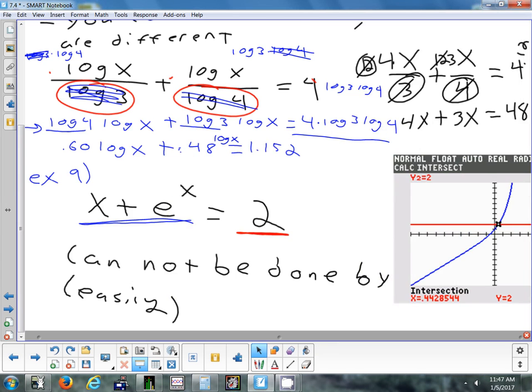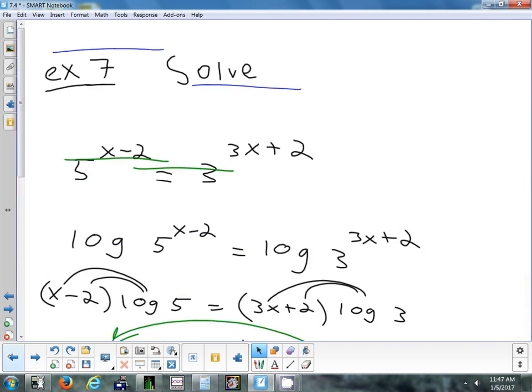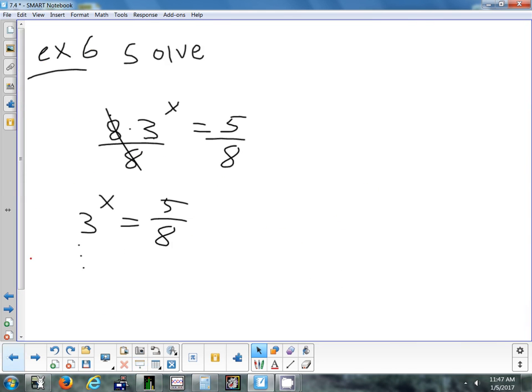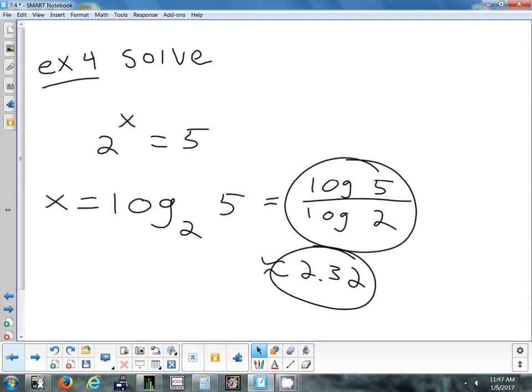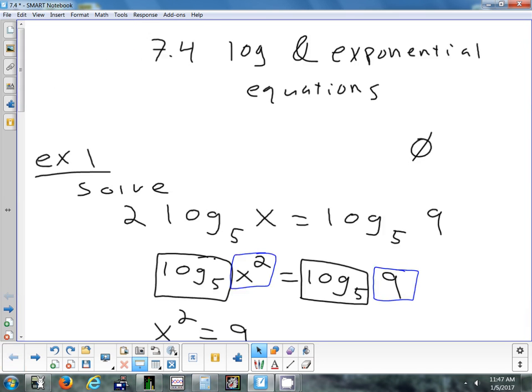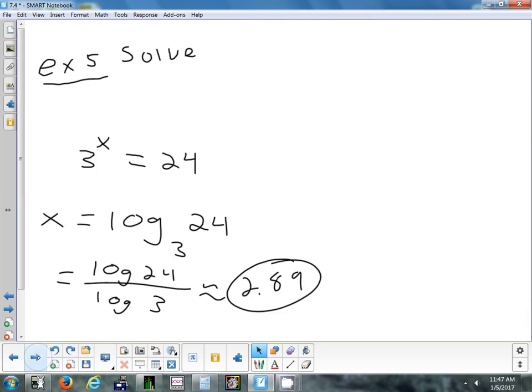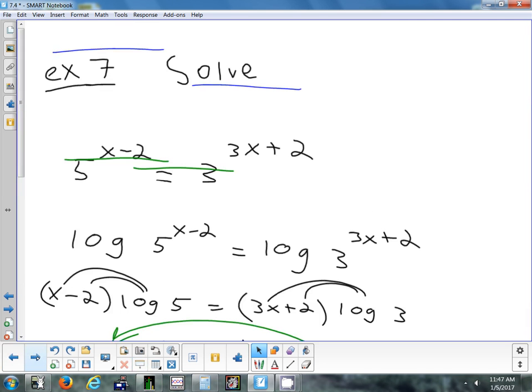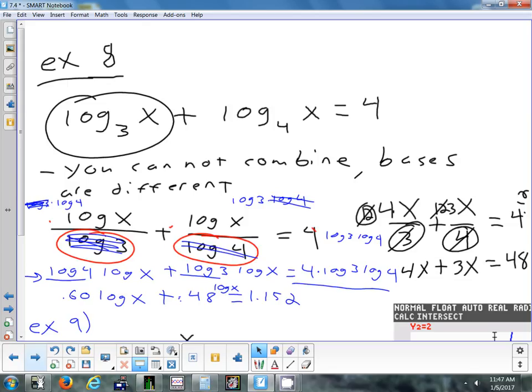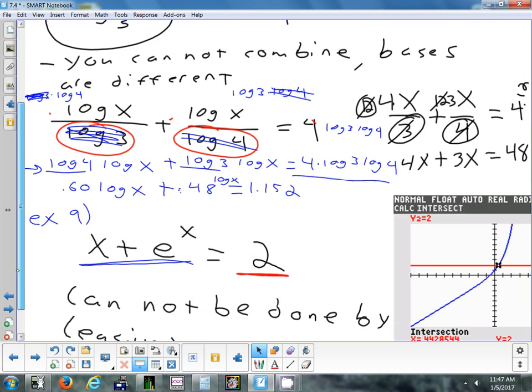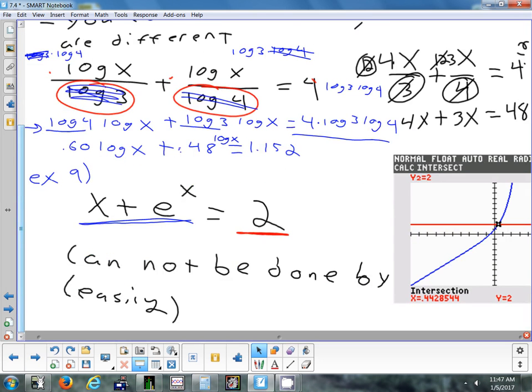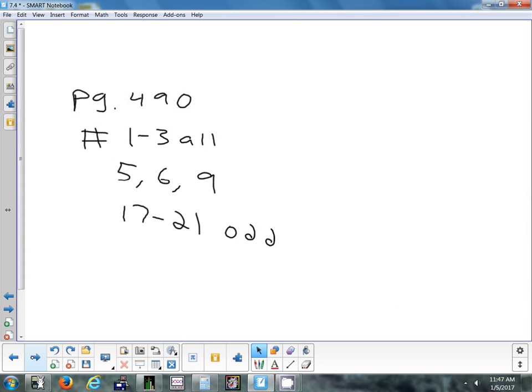Okay, so as far as examples I would really pay attention to for the test tomorrow, examples 1 through 6 are really, really important ones. Okay, 7 is a good example, but that'd be more of a bonus type question. 8 is not really a question. I just want you to see that you can't combine things with different bases. And 9 would be a good bonus question. So 1 through 6 if you want to focus on certain problems.